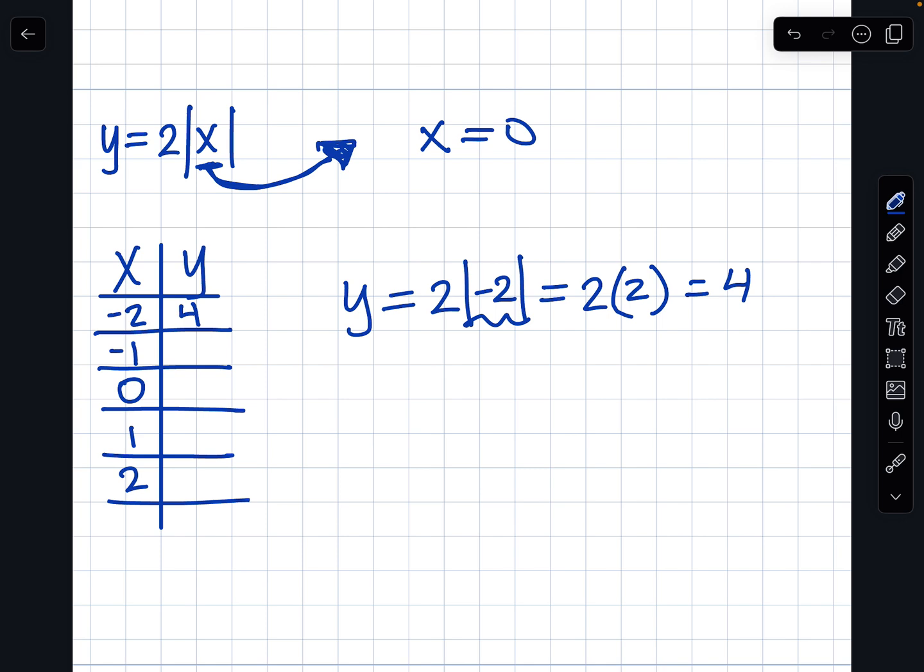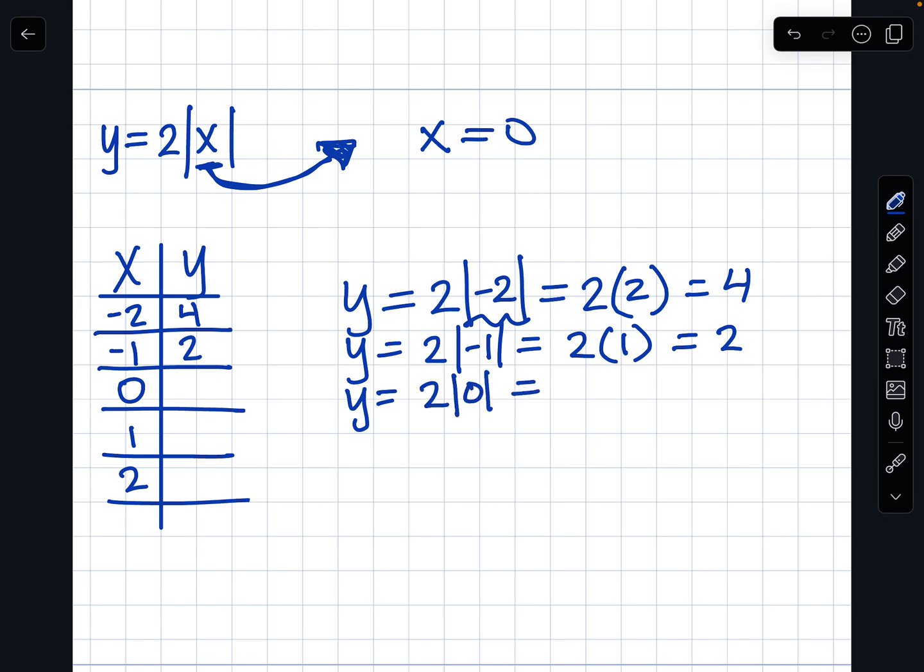All right, and then we're going to do the same thing for -1. y is going to be equal to 2 times the absolute value of -1. What's the absolute value of -1? 1. So then I'm going to be doing 2 times 1, which is 2. So when x is -1, y is going to be 2. Okay, same thing with 0. Now, absolute value of 0 is still just going to be 0. What's 2 times 0? 0.